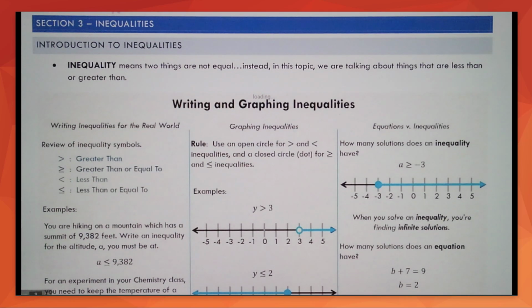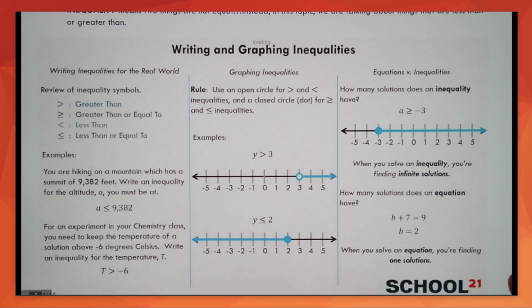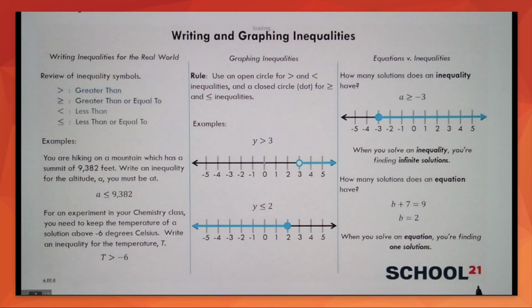An inequality means that two things are not equal. If they're equal, then it would be an equality. Since they are not equal, and one is less than or greater than the other, that makes them an inequality. They're unequal. So here's a recap graphic I found online from a website called School 21. It does a really good job quickly explaining all the things you need to remember about inequalities. So we're going to use this for our notes.